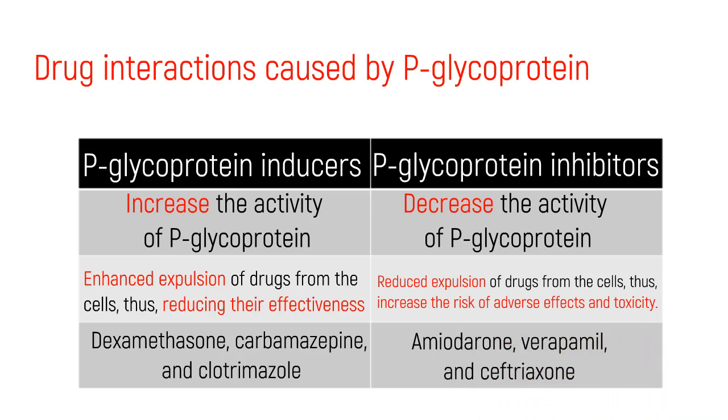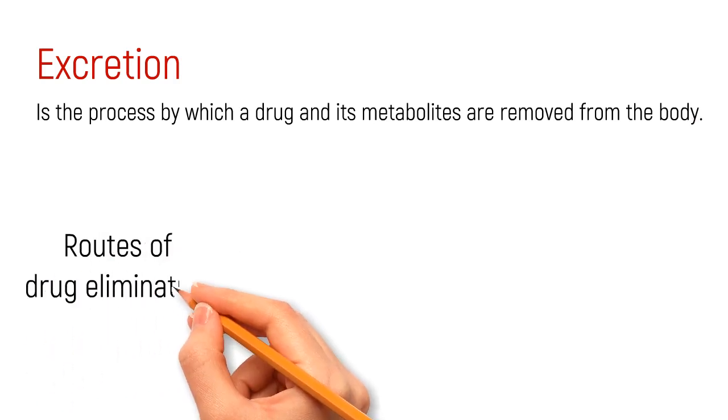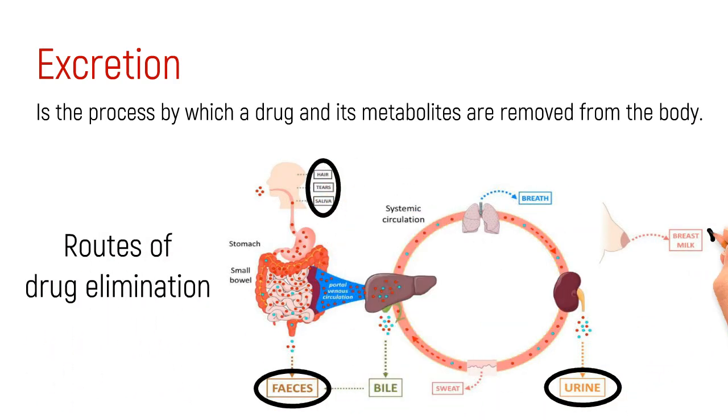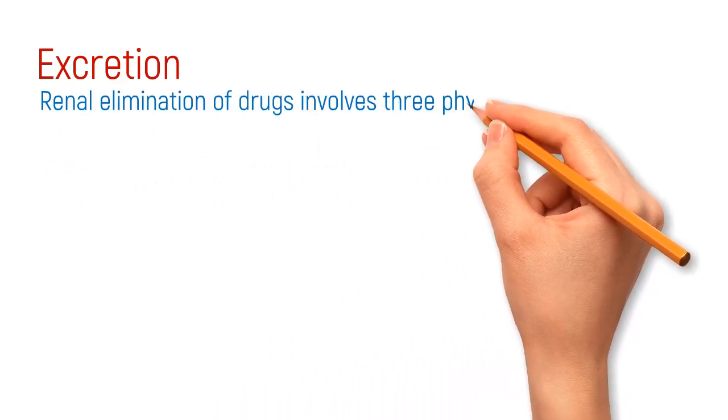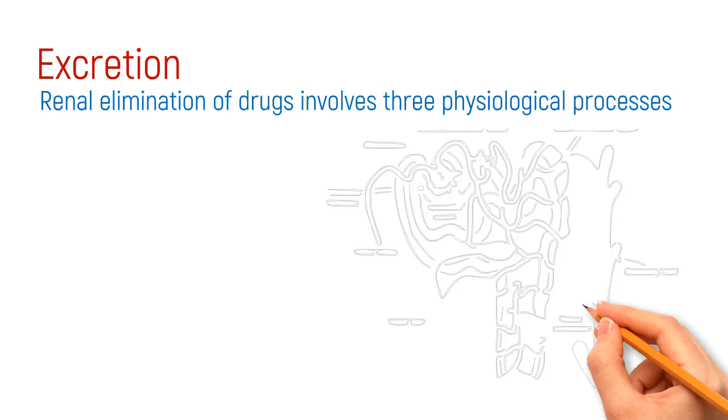After discussing metabolism, the next pharmacokinetic property to consider is excretion. Excretion is the process by which a drug and its metabolites are removed from the body. This elimination occurs through various routes, including urine, feces, saliva, milk, tears, sweat, and other bodily discharges. Drugs are mainly excreted in kidneys. Renal elimination of drugs involves three physiological processes. They are glomerular filtration, proximal tubular secretion, and distal tubular reabsorption.